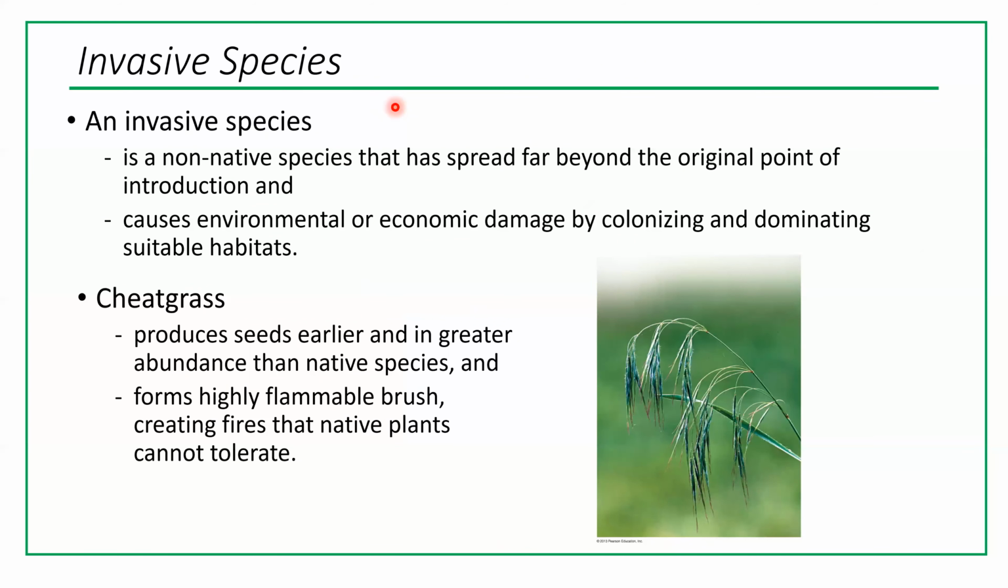Okay, invasive species. Invasive species are non-native species that have spread far beyond the original point of introduction and cause environmental and economic damage by colonizing and dominating suitable habitats. So, some species that do not belong to the territory where they are spreading right now. Cheatgrass would be one example. Cheatgrass is an invasive species and it produces seeds earlier and in greater abundance than native species, and forms highly flammable brush, creating fires that native plants cannot tolerate.